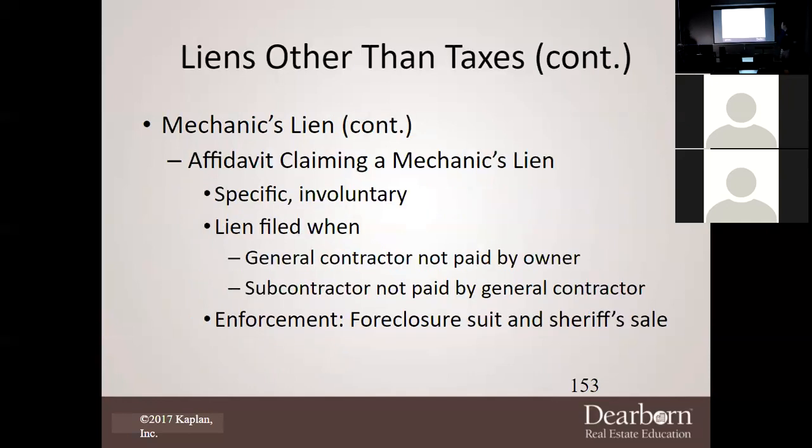Again, an affidavit claiming a mechanics lien is going to be specific and involuntary. The lien is filed when the general contractor is not paid by the owner, or the subcontractor is not paid by the general contractor. So if Travis, you were the general contractor, and Mr. Eugene wants you to put a pool in, and you hire Darren, and you get the money from Mr. Eugene, but Darren doesn't get his money as a subcontractor, Darren can end up filing a lien against you, Mr. Eugene.